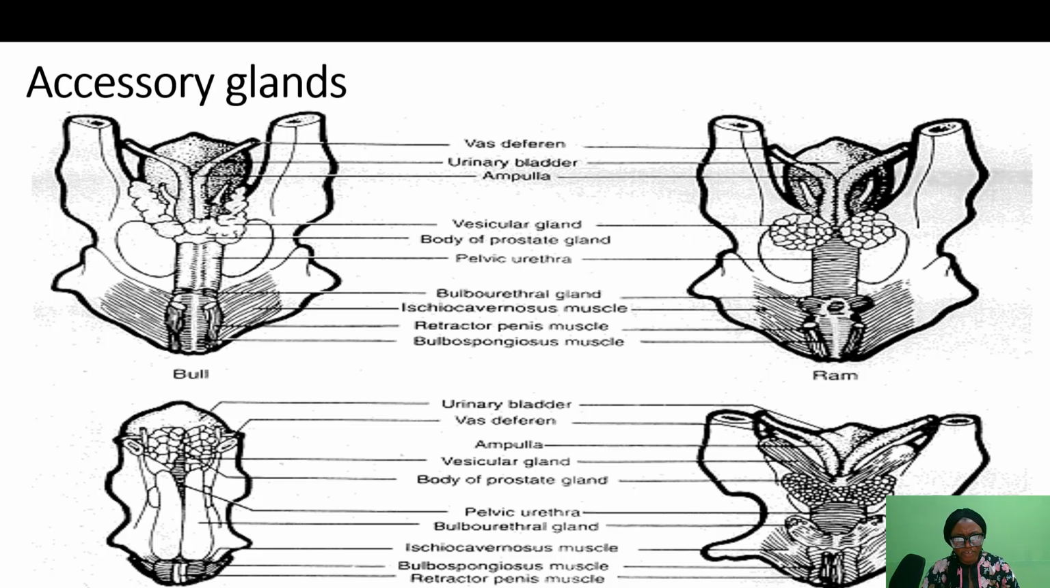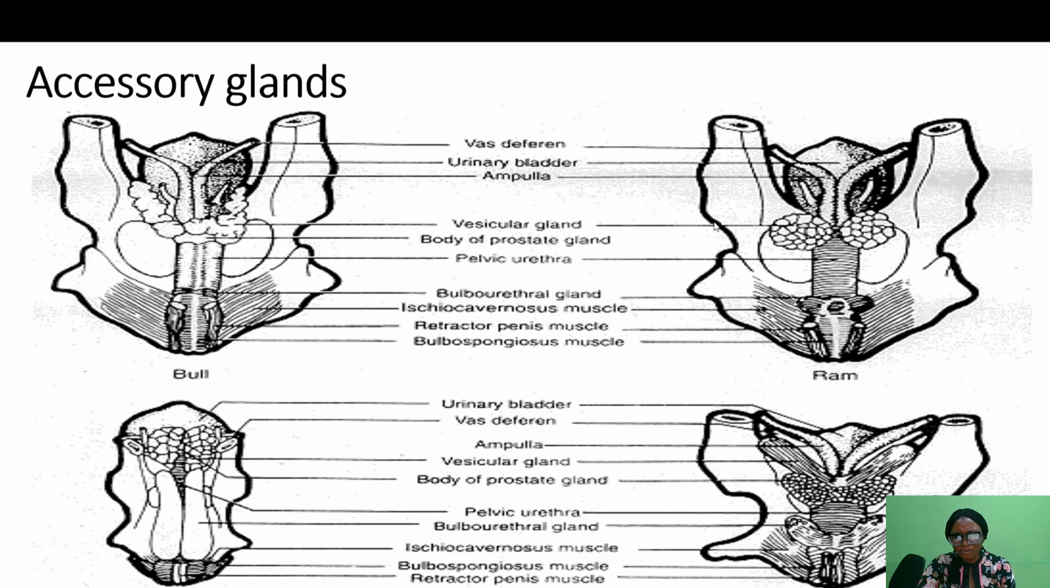This image shows the accessory glands and their anatomical position. Now we have the vas deferens here. That is part of the passageway for sperm cells. We have the bladder. We have the ampullae, the first one, located just along the bladder.